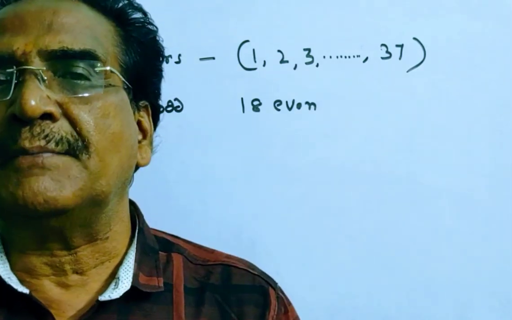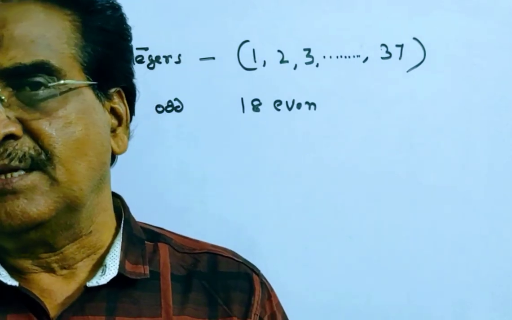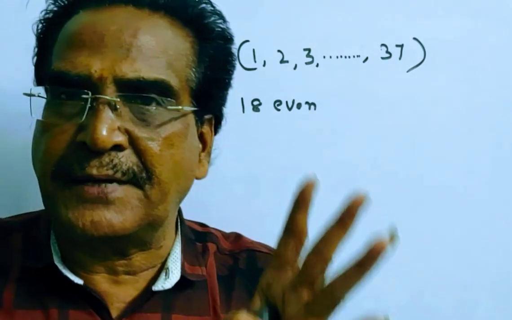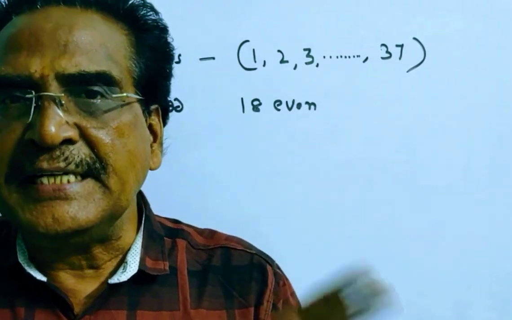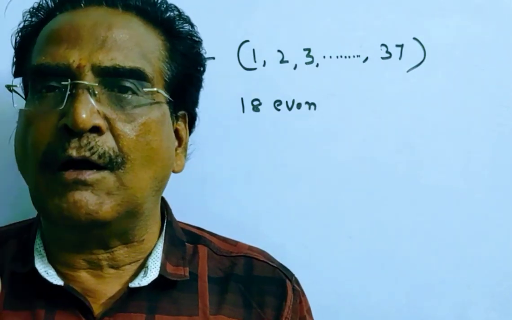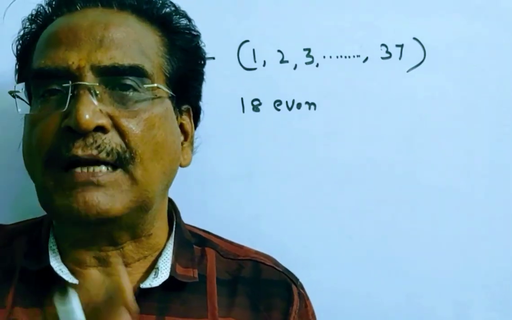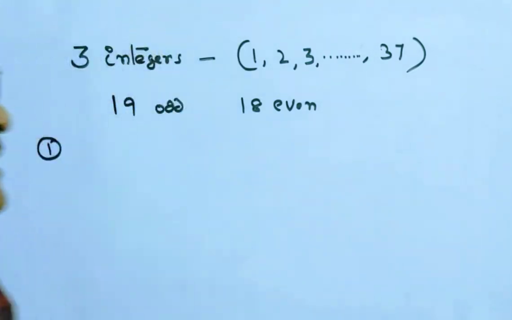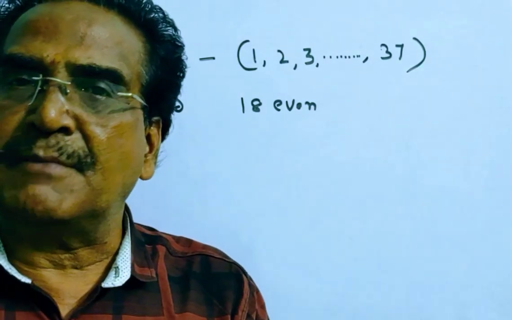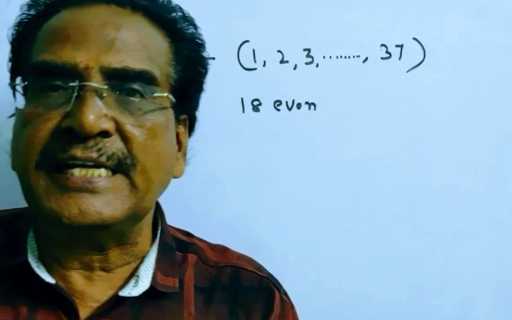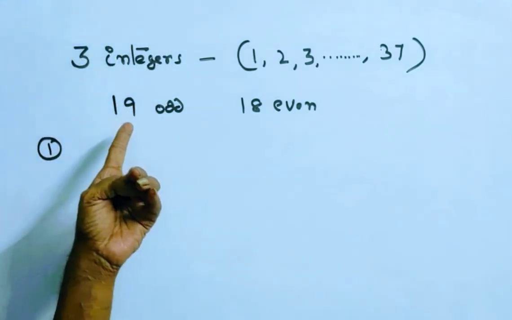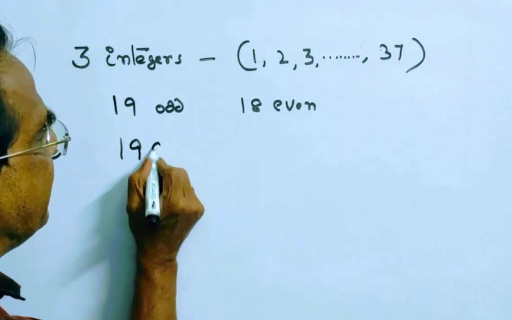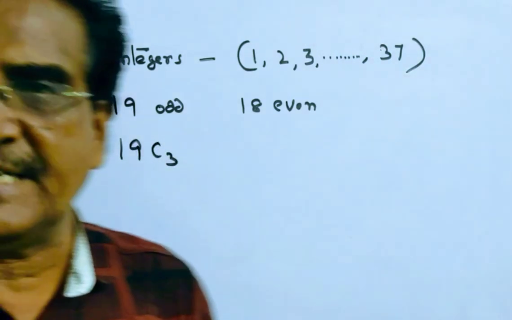Friends, sum odd number means there will be two cases. The first case is all the three integers must be odd. Odd plus odd plus odd is equal to odd. 1 plus 3 plus 5 is equal to 9. That is an example. That is the first case. All the three integers must be odd. In how many ways can three integers be selected from 19 odd integers? That is possible in 19C3 ways. This is the first case.